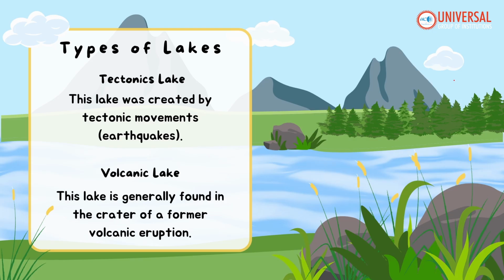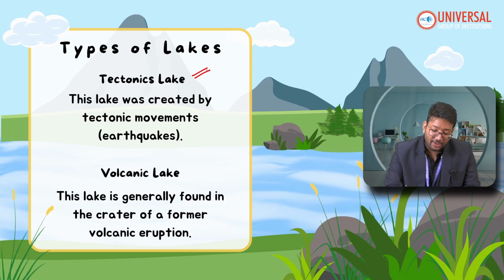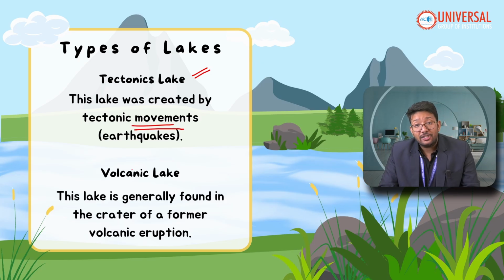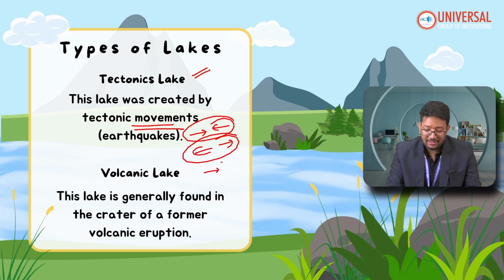There are many types of lake. The important ones we will discuss. The first is tectonic lake. This particular lake is created by tectonic movements. Plate boundaries we have done in the past. There are three types of plate boundaries. One is convergent, second is divergent, and then one is transform.